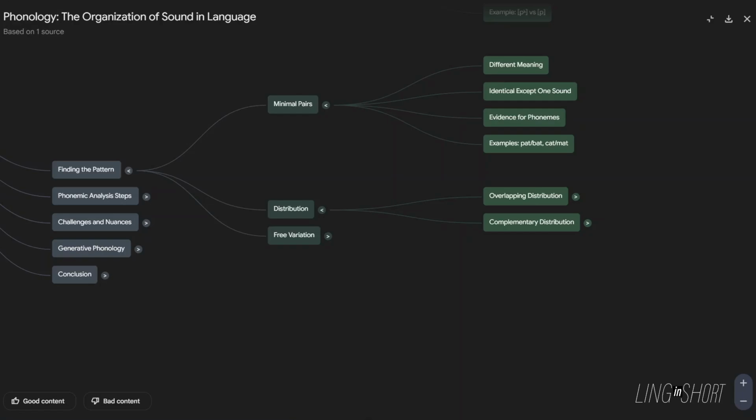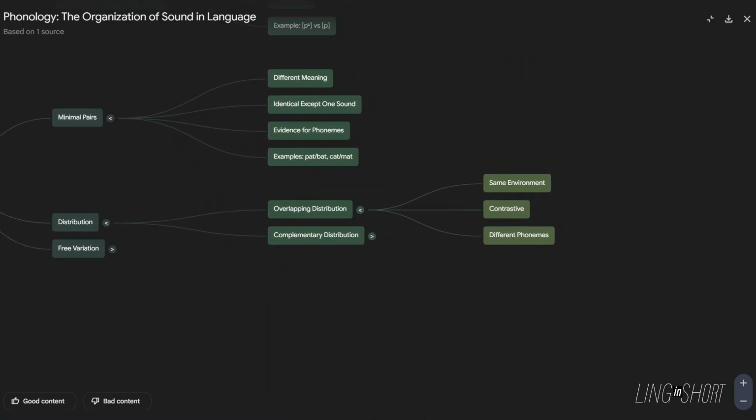Overlapping distribution first. Overlapping distribution is when two different sounds can occur in the exact same phonetic environment. Think back to the building blocks again. Right. If you can put both a red block and a blue block in the exact same spot in your Lego thing, they have overlapping distribution. Makes sense. In language, if putting one sound versus the other in that same spot changes the meaning, like our /p/ and /b/ at the start of a word before the "at" sound in pat and bat. Which we already established is a minimal pair. Exactly. That minimal pair demonstrates overlapping distribution where the contrast matters.